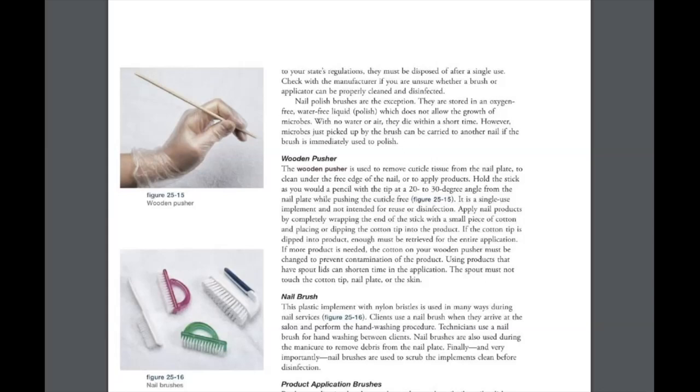Then we have our product application brushes, which can be used to apply nail oils, nail polish, or nail treatments to the client's nails. It is recommended that you purchase inexpensive, readily available packages of single-use application brushes to apply products that can support bacterial growth. You want to dip enough product from the container for your entire application, or pour enough product for the full application into a clean, dampened dish and dip the application brush into the dish throughout your application. Remember, it's a single-use implement. It must be disposed of or thrown away after you use it on the client.